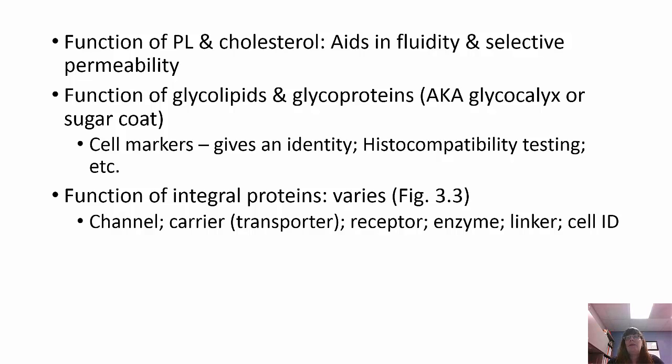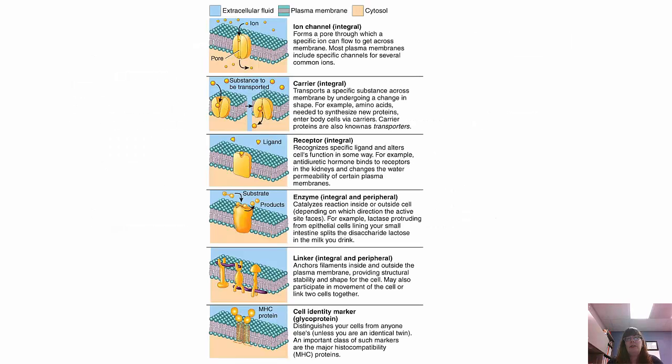Some of them act as receptors, so hormones can bind to them and then be brought into the cell. Some of them function as enzymes, so they will speed up, catalyze reactions. Some of them are linkers, meaning they just kind of hold cells together, and others still function in cell identification. So here's a chart just summing up all of the functions of the proteins. So there are 6 of them.